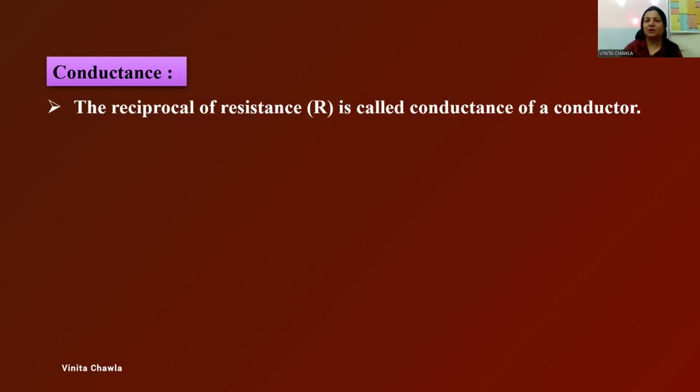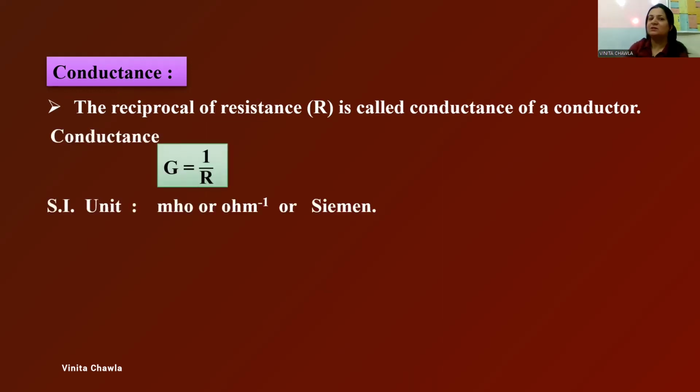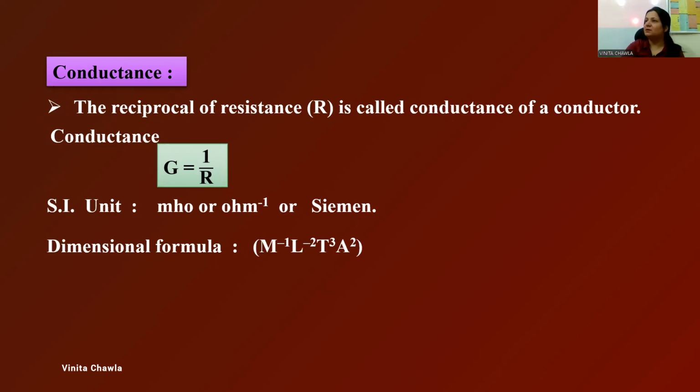Reciprocal of resistance is called conductance, and conductance is 1 upon resistance. It is denoted by letter G. Capital G is 1 upon R. Resistance is measured in ohm, OHM. On the other hand, conductance is measured in mho, MHO. Or you can write per ohm or Siemens. Any unit you can write for conductance. And for the dimensional formula, whatever formula you have written for resistance, take the reciprocal and you'll get the dimensional formula of conductance. It's easy.